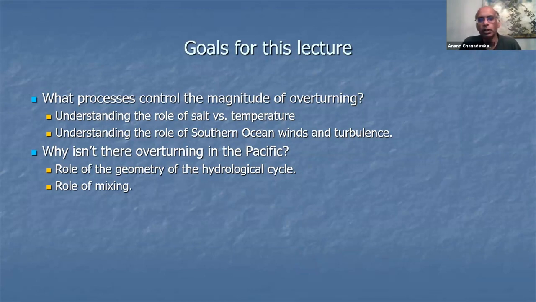And so I want you to understand by the end of this the role of salt and temperature, and also to understand the role of Southern Ocean winds and turbulence. And I also want to talk a little bit about why there is an overturning in the Pacific and the role of, again, geometry in the hydrological cycle and the role of mixing.